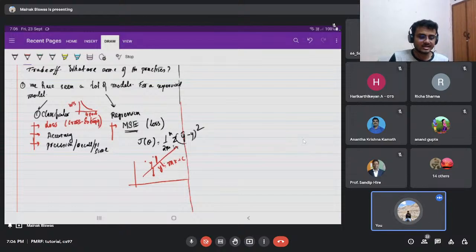These are certain things. So keeping these things in mind, we can know what the practice is. These are for how we report how well a model is doing.